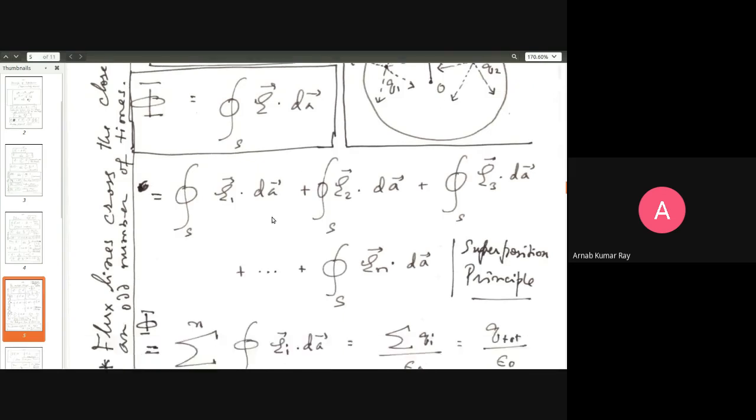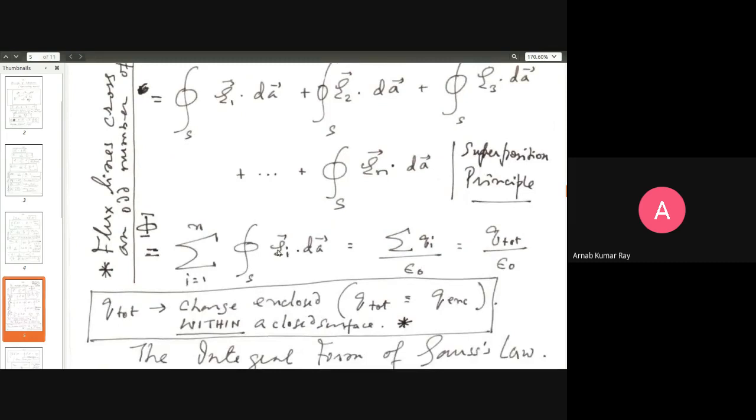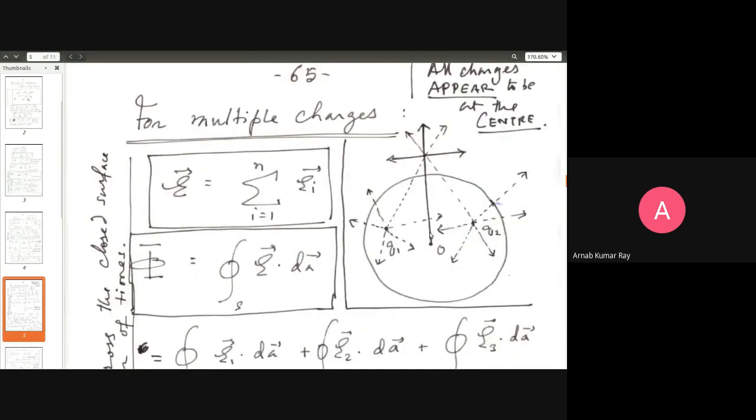If you only have an odd number of crossings of a surface, you will have a net contribution to the flux. And so here you have a charge within this surface, and it crosses the surface only once. It can cross 3 times also.